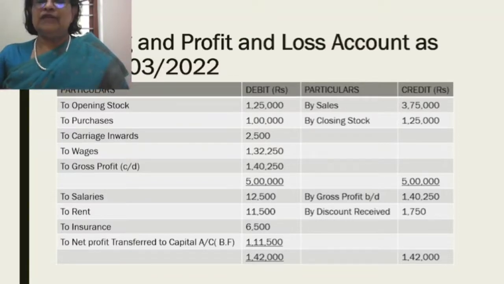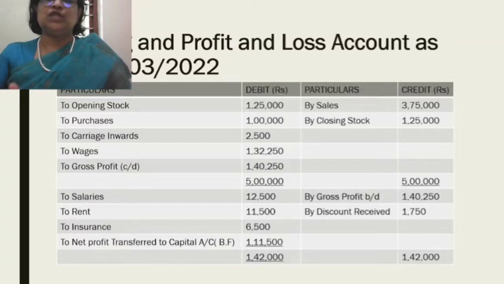Now you have to see which side is higher. You can see that the credit side total is 5 lakh, and the debit side total is less than that. So you will get the gross profit. Gross profit carried down, the difference 1,40,250. That you will transfer to the credit side of the profit and loss account. If the debit side is higher and the credit side is less, then you will get the gross loss. That you will transfer to the debit side of the profit and loss account. So it should be opposite.